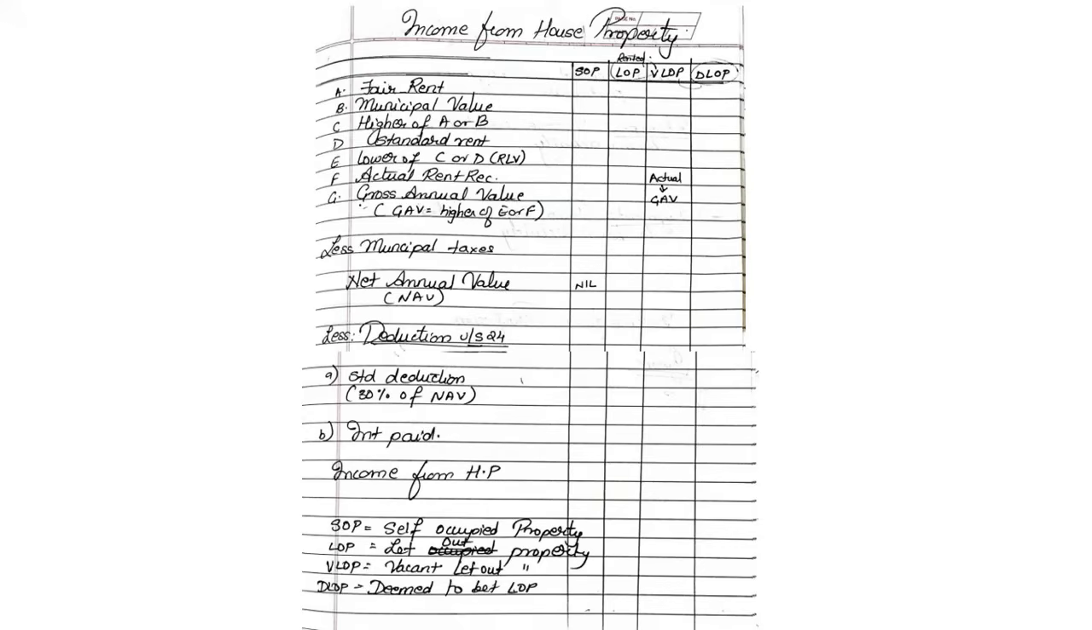Now the question states that after getting gross annual value, the next thing we have to do is less municipal tax. When you subtract municipal tax, you will get your first answer, that's called NAV. From NAV comes less deduction under section 24. Two types of deduction: one is standard deduction, that will be 30% of NAV, and the other one is interest paid on construction of the house property. When you subtract the deduction from NAV, you get income from house property.